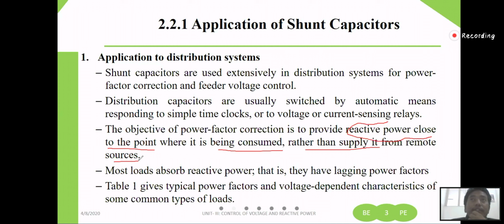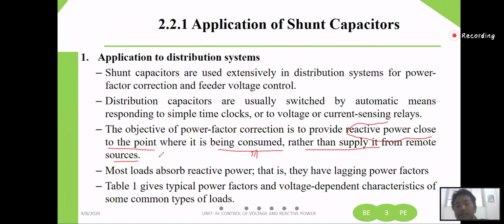Okay, so which means if reactive power is consumed more at the generating side, then we can provide the shunt capacitor at the generating side, or if reactive power consumption is more towards the load, then we can connect it to the load side, rather than supplying it from the remote sources. So it will not be connected at the remote source, because if it's connected at the remote source, we never know, at that source the power factor might be good.